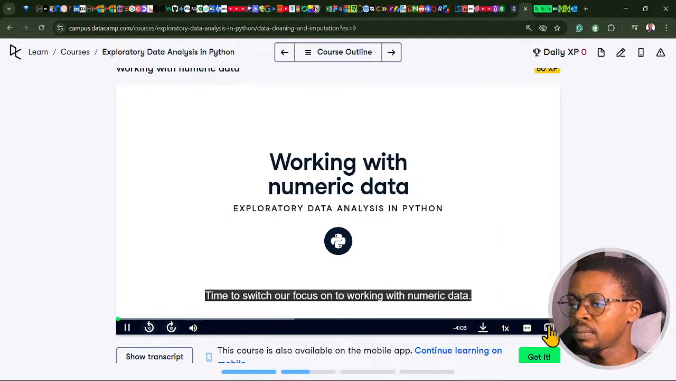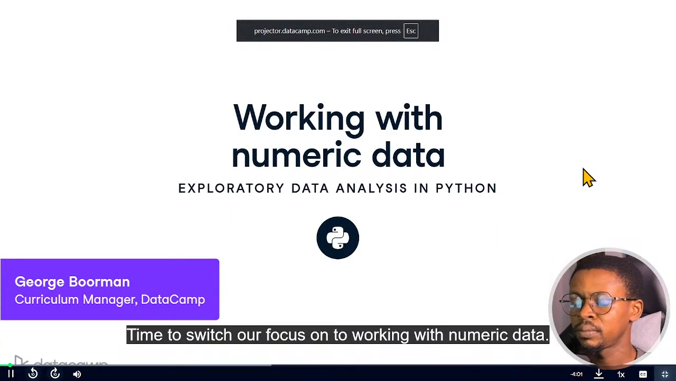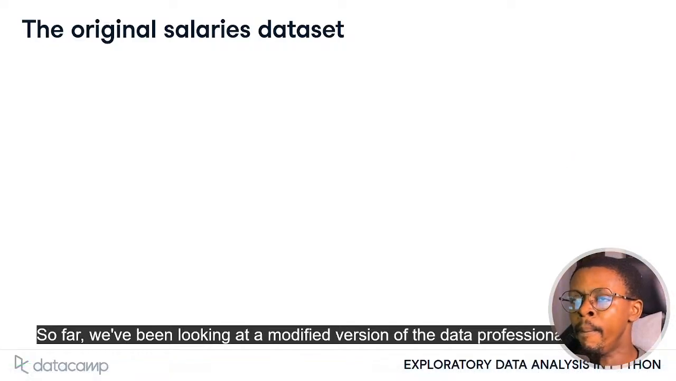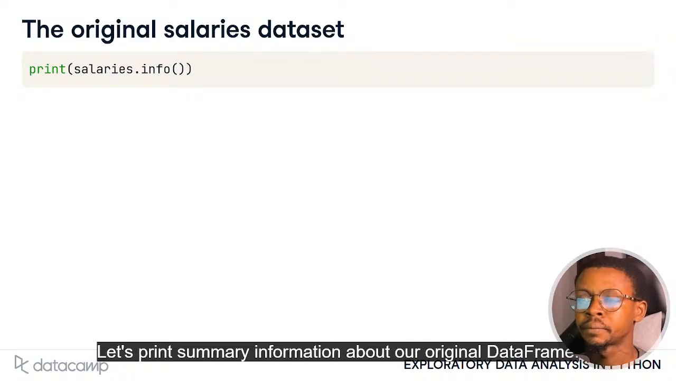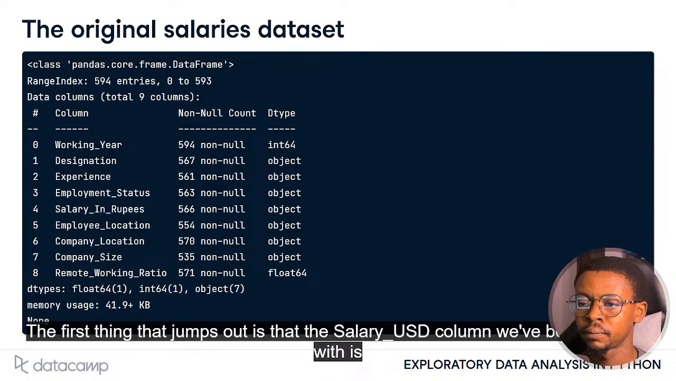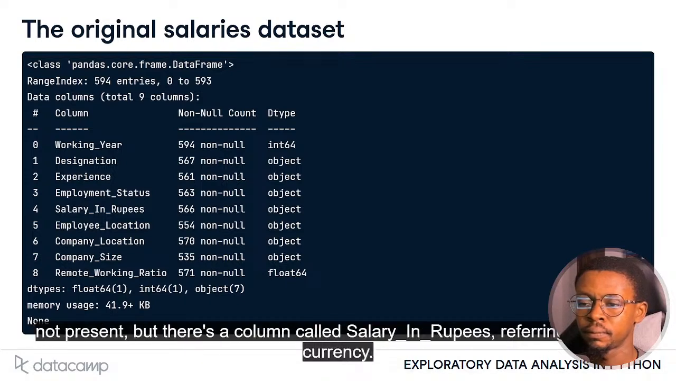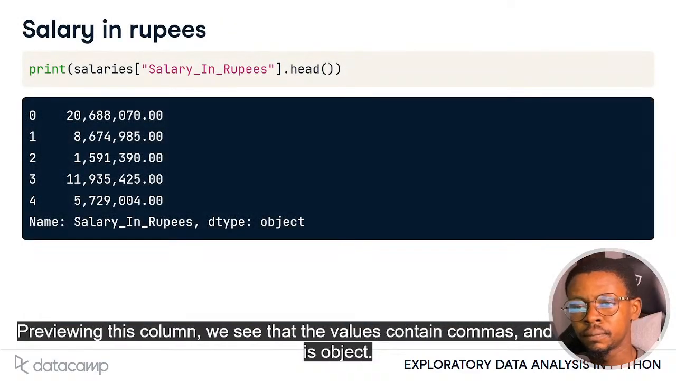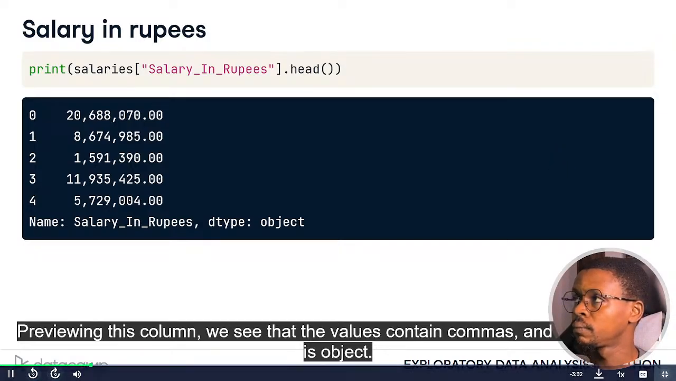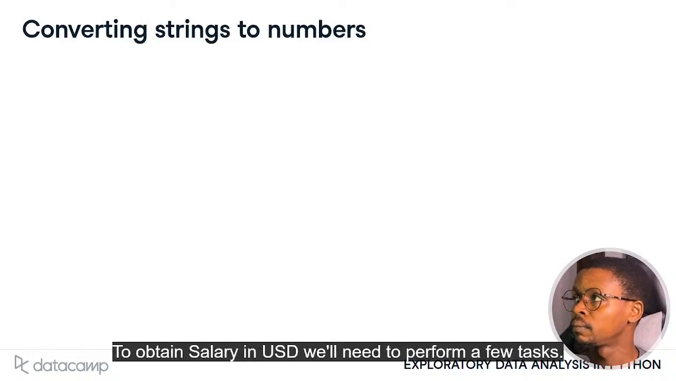So let's continue. Time to switch our focus onto working with numeric data. So far, we've been looking at a modified version of the Data Professionals dataset. Let's print summary information about our original data frame. The first thing that jumps out is that the salary USD column we've been working with is not present, but there's a column called salary in rupees, referring to India's currency. Previewing this column, we see that the values contain commas, and the data type is object.